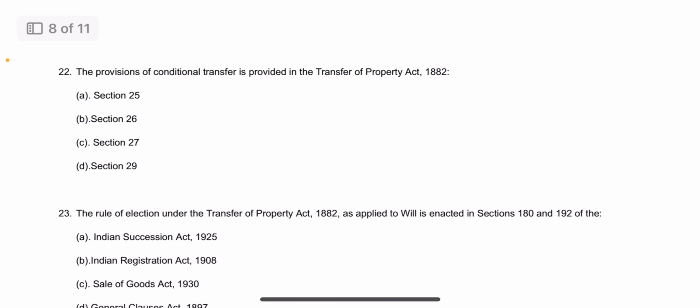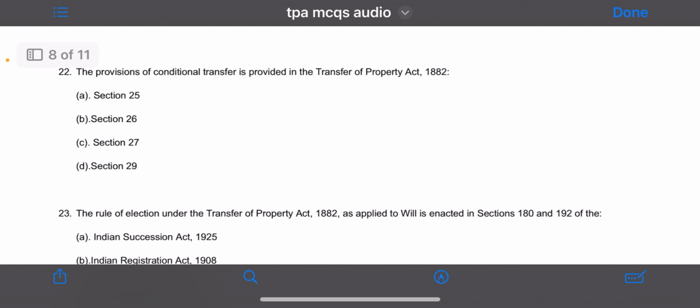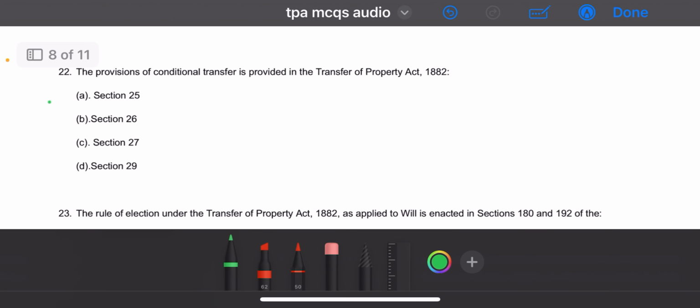22 is the provisions of conditional transfer is provided in the Transfer of Property Act 1882. The options are A, Section 25, B, Section 26, C, Section 27, D, Section 29. So the correct answer is A, option A, Section 25.